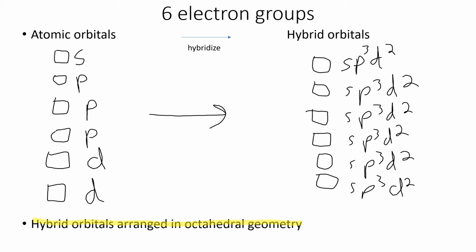Those 90 and 180 degree angles would look just like that octahedral geometry we saw when we were dealing with VSEPR. So each differing number of electron groups matches a different geometry. We saw that in VSEPR, and now those specific geometries match a specific type of hybrid orbital. 2 electron groups will always be sp. 3 electron groups, sp2. 4 electron groups, sp3. 5 electron groups, sp3d. 6 electron groups, sp3d2.